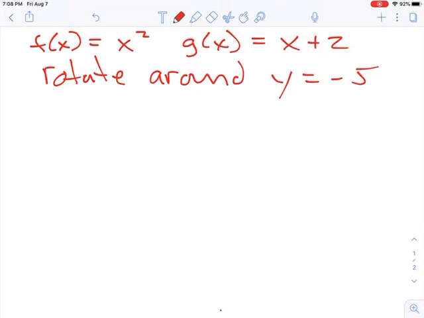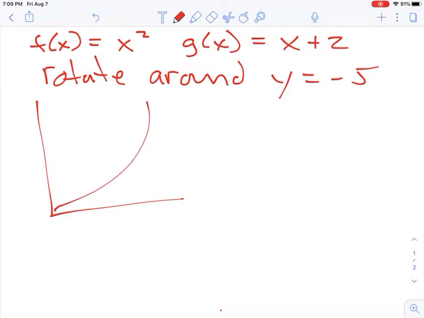So we have a function f of x equals x squared and another function g of x equals x plus 2. And we want to rotate that around y equals -5. We want to find the volume created by rotating the area bounded by those two graphs around y equals -5. So let's draw ourselves a picture. Again, you can go to Desmos if you want to do that, but this should be simple enough to do without.